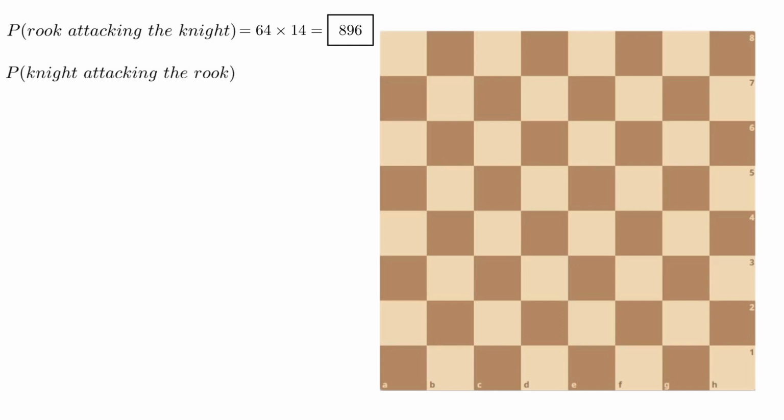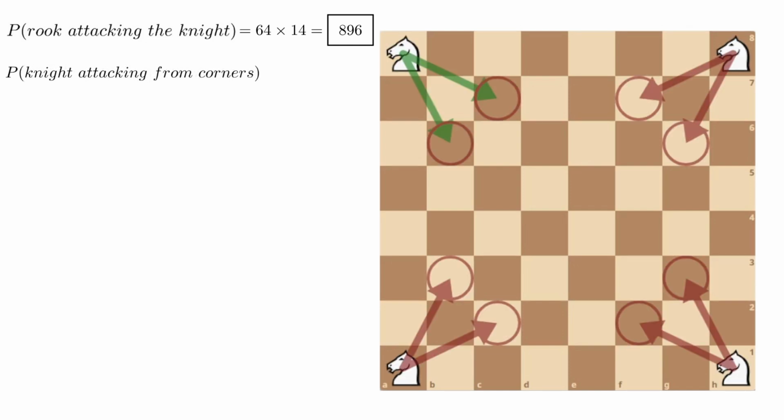So there are squares from which it only attacks 2 squares, and those are the corner squares. So the possibilities the knight is attacking the rook from the corner squares are 4 times 2 equals 8 possibilities.